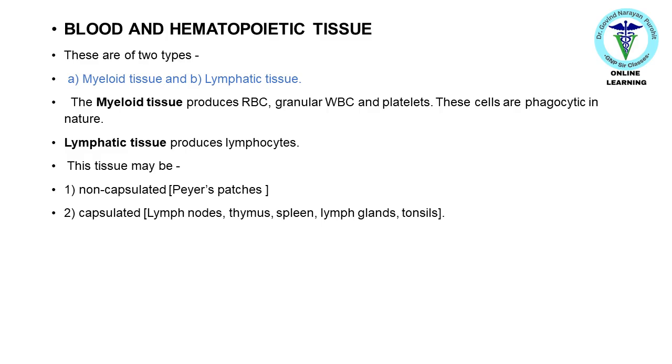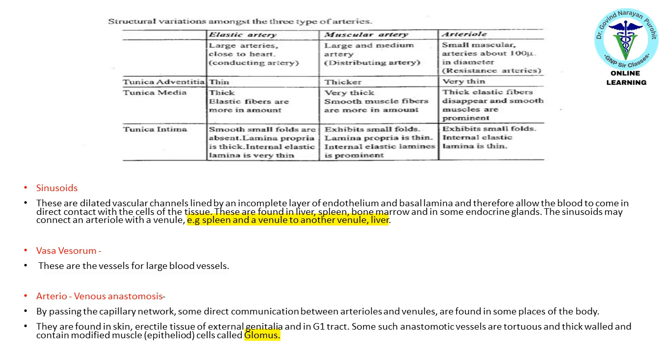Blood and hematopoietic tissue. These are of 2 types: A. Myeloid tissue and B. Lymphatic tissue. The myeloid tissue produces RBC, granular WBC and platelets. These cells are phagocytic in nature. Lymphatic tissue produces lymphocytes. This tissue may be 1. Non-capsulated, Peyer's patches. 2. Capsulated, lymph nodes, thymus, spleen, lymph glands, tonsils.